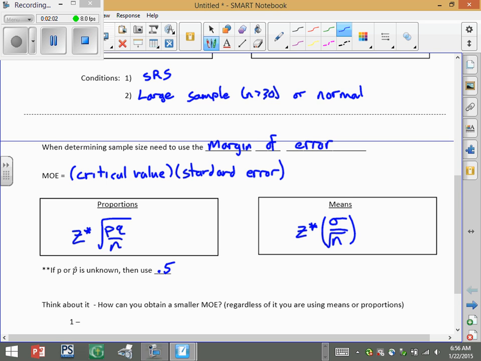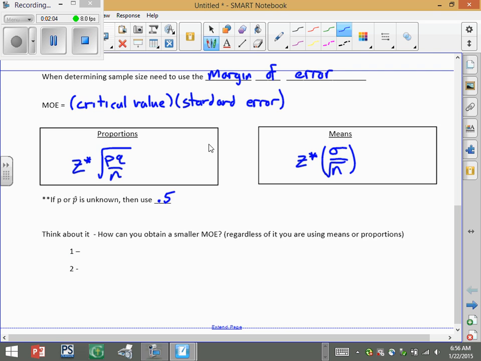So if you think for a moment, how could you obtain a smaller margin of error? Regardless of whether you're using means or proportions, how can we make that value smaller? One of the ways to get a smaller margin of error: the thing you're dividing by in both of these is n. So to make that smaller, you could increase the sample size.